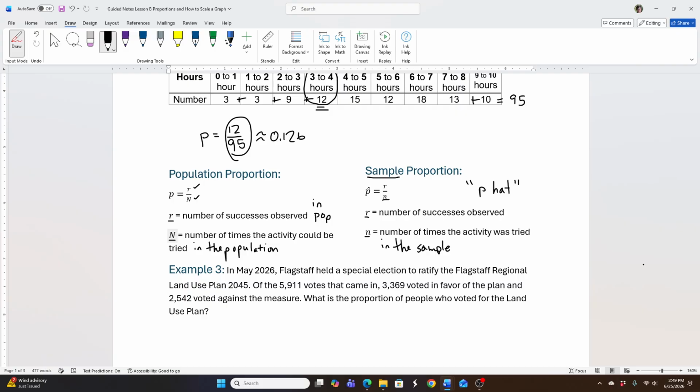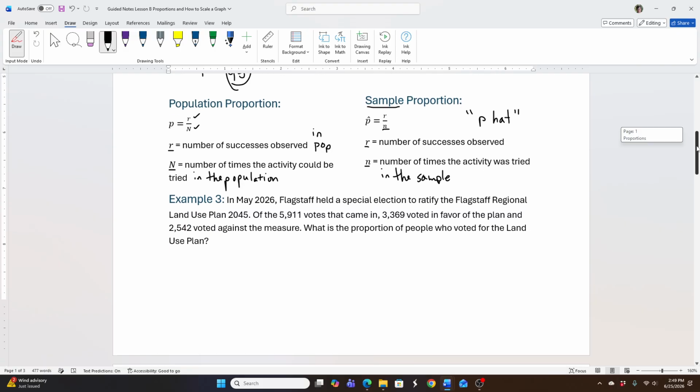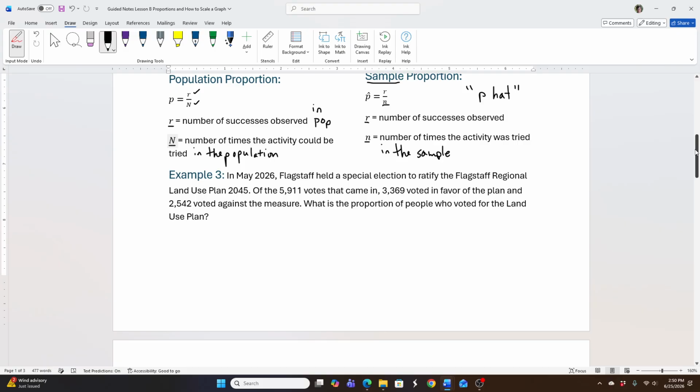Let's look at example 3. In example 3, it says, in May of 2026, Flagstaff held a special election to ratify the Flagstaff Regional Land Use Plan 2045. Of the 5,911 votes that came in, 3,369 votes voted in favor of the plan, and 2,542 voted against the measure. What is the proportion of people who voted for the land use plan?